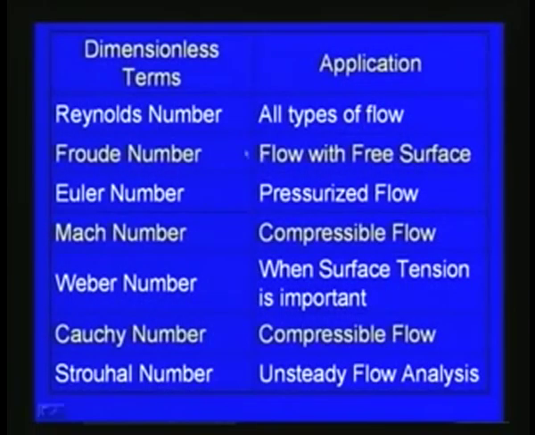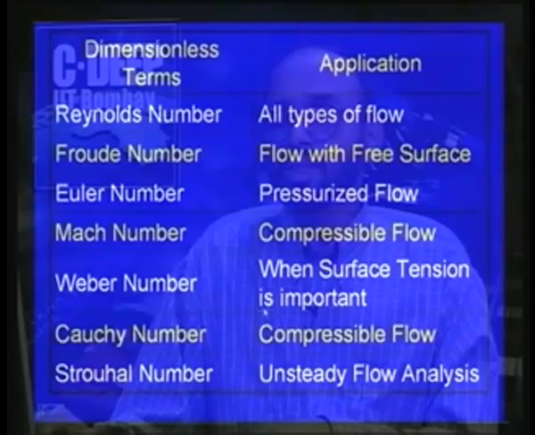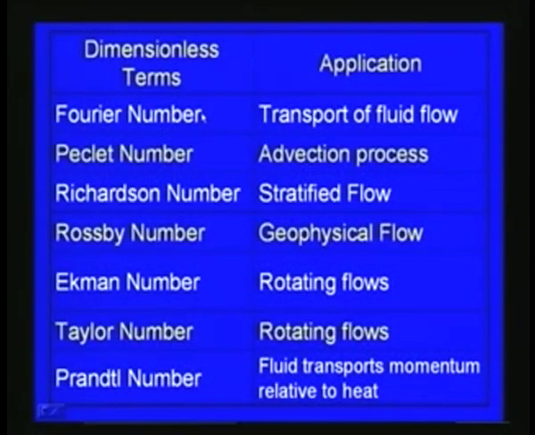And then Cauchy number, also wherever the compressible flow is considered, we consider the Cauchy number. And Strouhal number, wherever the unsteady effect has to be critically analyzed, then in that case we use the Strouhal number for unsteady flow analysis. And then a few other dimensionless numbers which we have already discussed, for example Fourier number, wherever we deal with the transport of fluid flow. In that case the Fourier number is important, and we use the Fourier number.